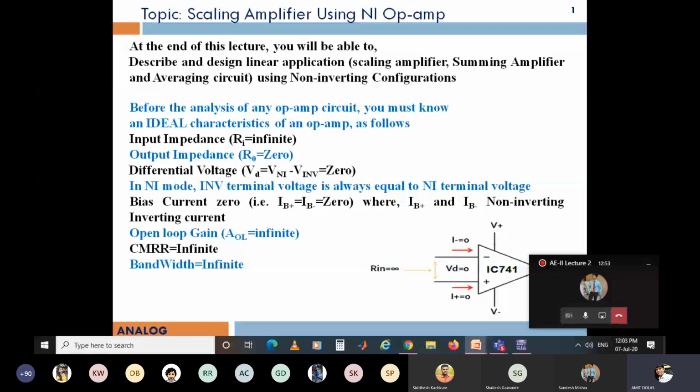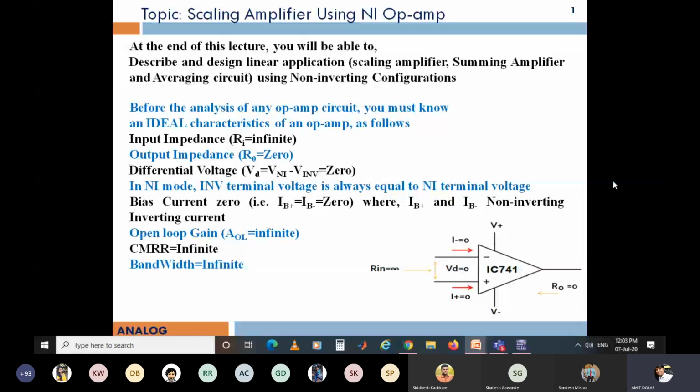Yesterday we have seen the scaling amplifier, summing amplifier and the averaging circuit using inverting operational amplifier mode. And also we have solved a few numericals on the same topic. Now in today's lecture you will understand similar circuits using the non-inverting configuration of the op-amp. We'll see the analysis and then the numerical on the non-inverting op-amp, scaling amplifier and summing amplifier.